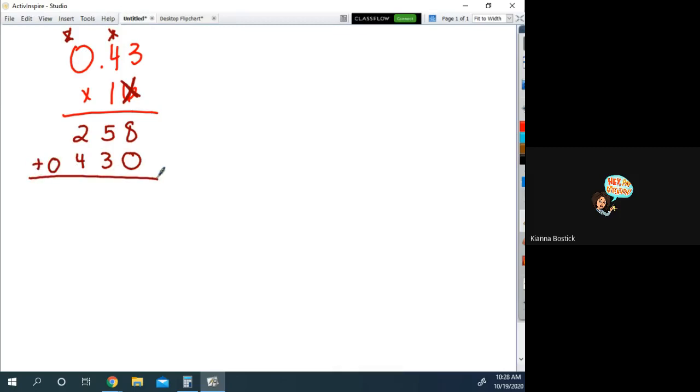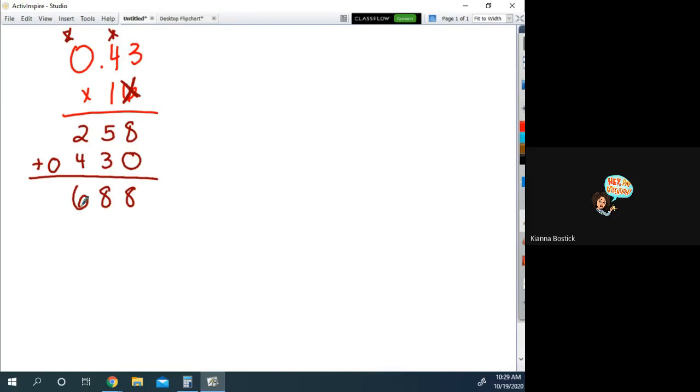So when I add these all together now, 8 plus 0 is 8. 5 plus 3 gives us 8. And 4 plus 2 gives us 6. So again, you see that I just multiplied like normal. I ignored the decimal. Now I'm actually going to go back and count.